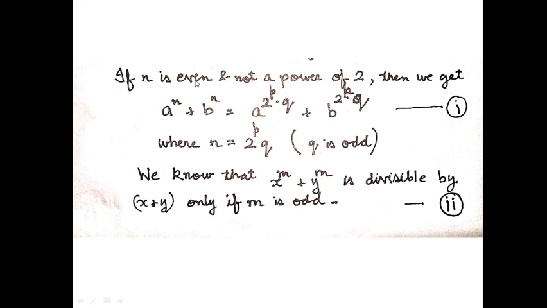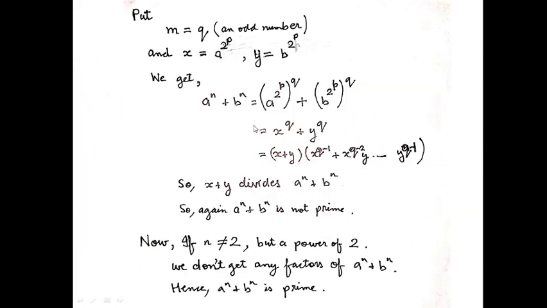Suppose there are two types of evens, one even is this one. If n is even and not a power of 2, then we get a^n + b^n = a^(2^p·q) + b^(2^p·q), where n = 2^p·q. Now this 2^p has been multiplied by q, where q is an odd number. Now we know that as stated earlier, x^m + y^m is divisible by x + y only if m is odd. Okay, put m equal to q here, an odd number, and x = a^(2^p) and y = b^(2^p).